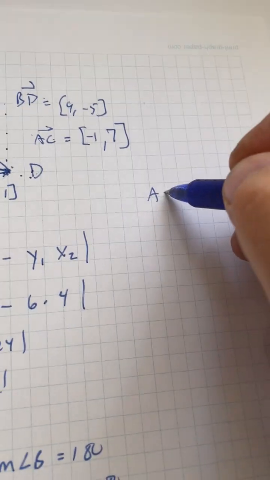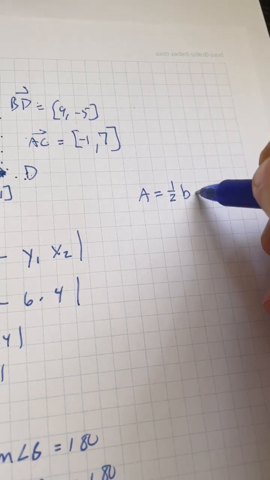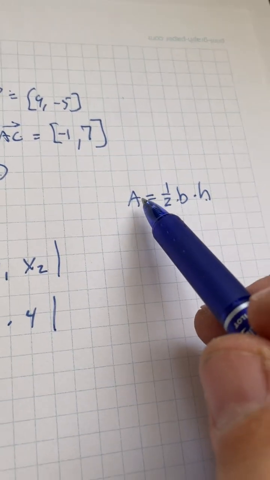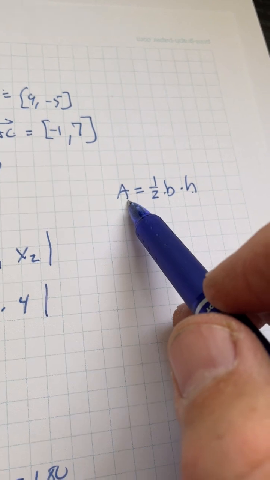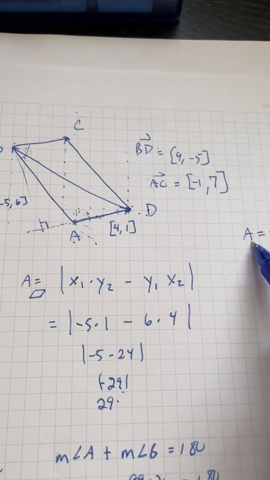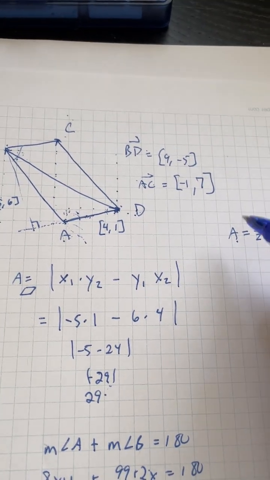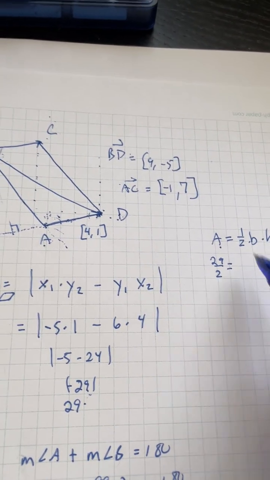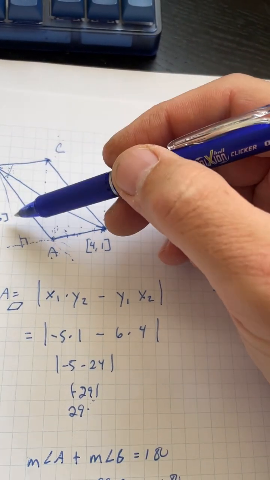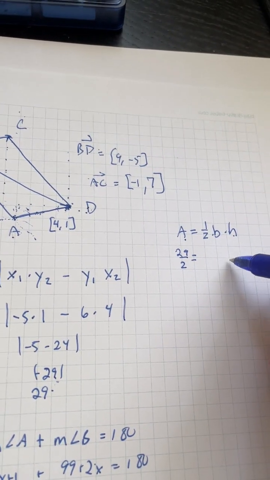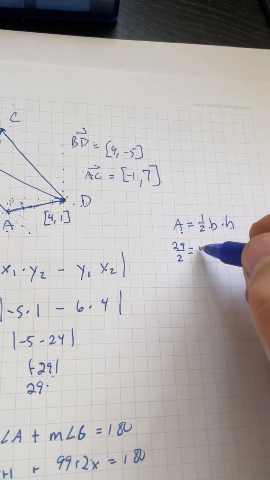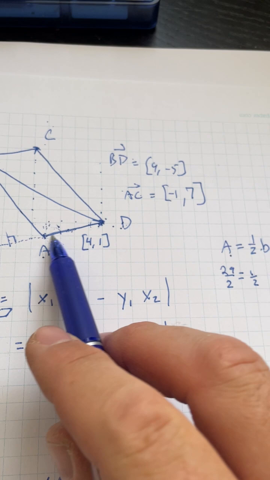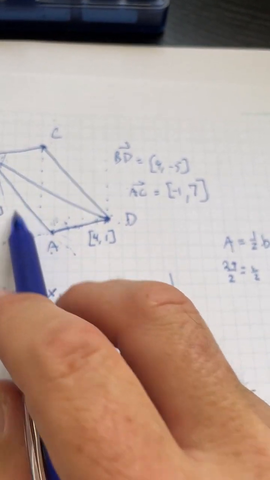The formula for the area of a triangle is 1/2 base times height. And usually we know the base and we know the height, and we're looking for the area. That's the typical problem. But in this one, we already know the area, 29/2. And we're looking for the height, which is the altitude. Now we have to ask ourselves, do we know the base? Not quite yet. This is the base that's associated with that altitude, that height.